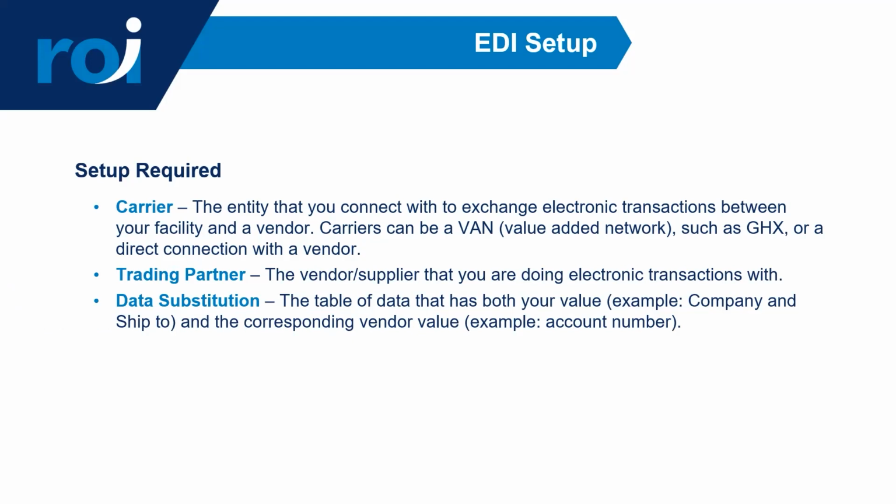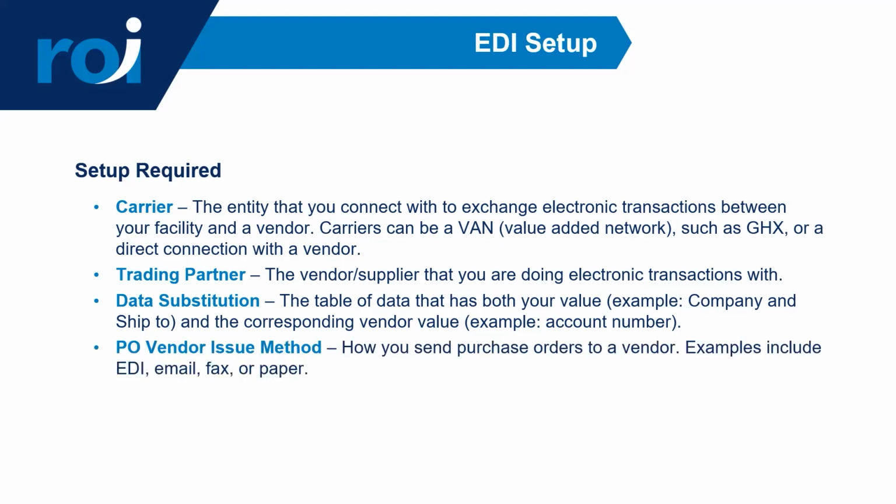Biggest example of this is in your system, you have your company, your vendor number, and your ship to account or your ship to information. Well, that all corresponds to a single account number in the vendor system. So data substitutions allow you to translate your information to what the vendor knows, and for incoming files, what the vendor sends to what the system knows it has.